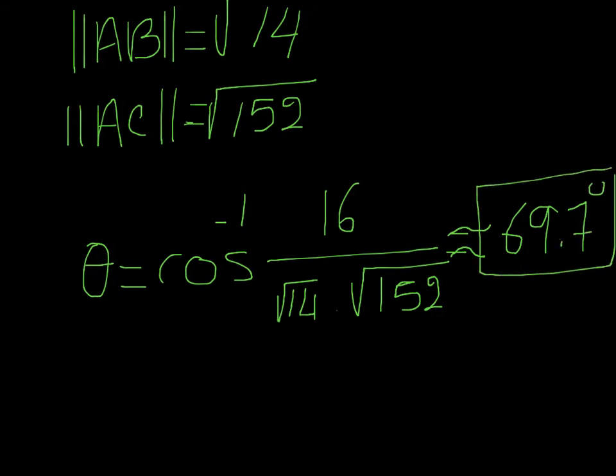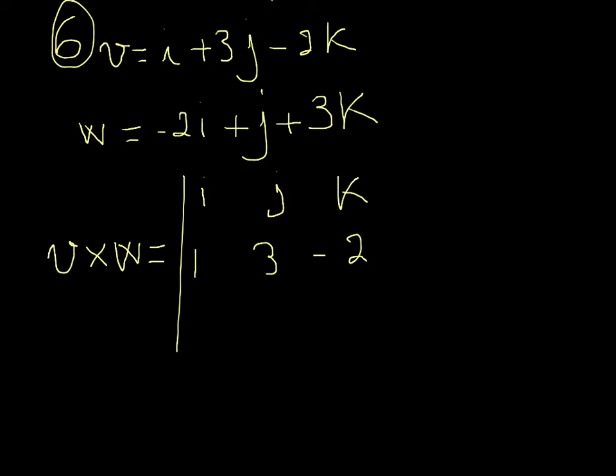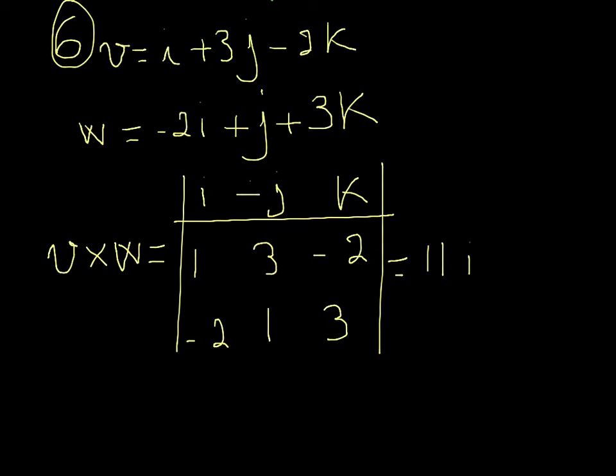That's number 5. Finding a unit vector orthogonal to W and V, we're going to have to find the cross product. The cross product gives you a vector perpendicular to V and W. So I'm going to put the i, the j, the k. I'm going to put 1, 3, negative 2 here, negative 2, 1, and 3. I want you to expand. Remember to change the sign here on the j to negative 1. And when I expanded here, I found this to be 11i plus j plus 7k.